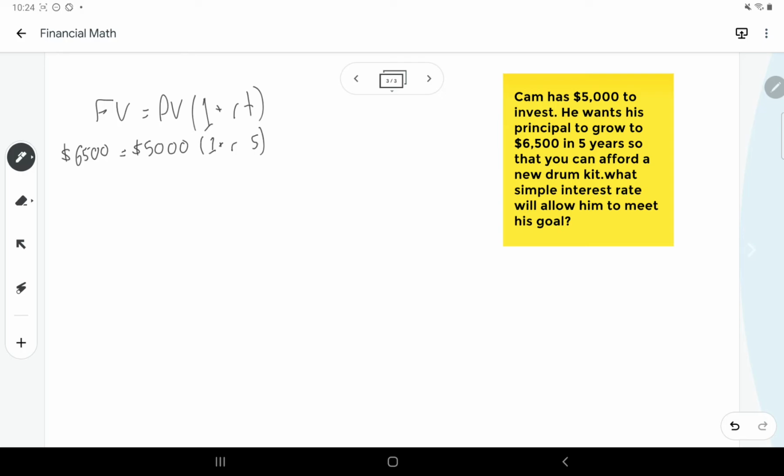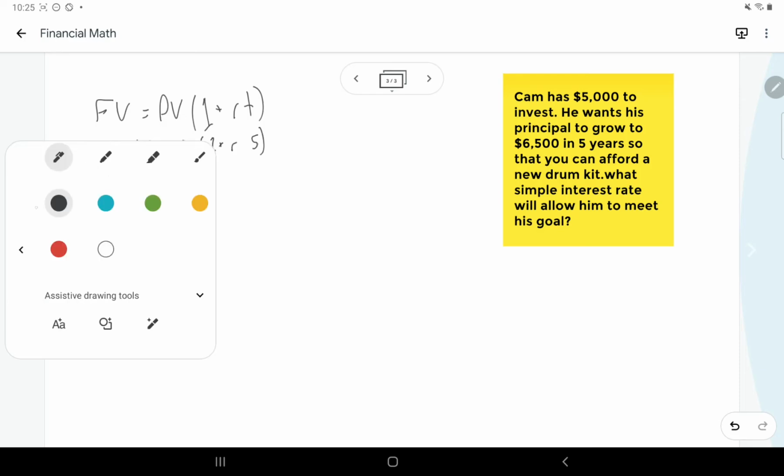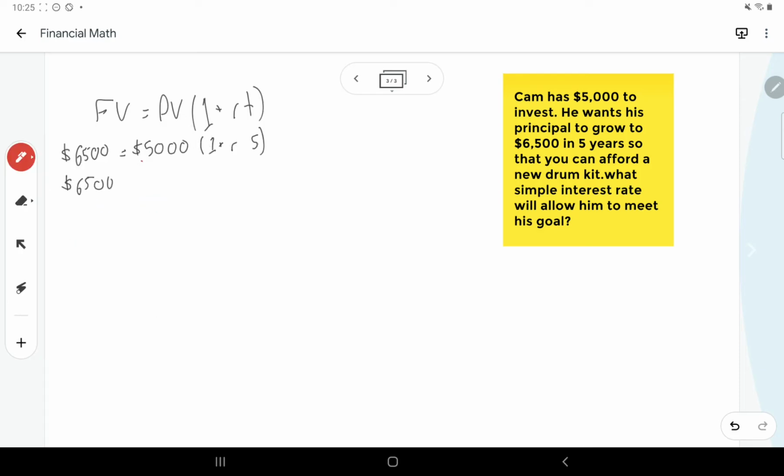Okay, so let's start by solving this here. So we got 6,500 on this side, not much to do about that just yet. Okay, but we want to get rid of this 5,000. Since we start as far away from the R as possible, we want to get rid of that 5,000. We have a times 5,000, so we want to do the opposite here to get rid of it. So we do a divide by 5,000. Okay, so we're going to divide this whole side by 5,000. And because math is fair, we do the same over here.